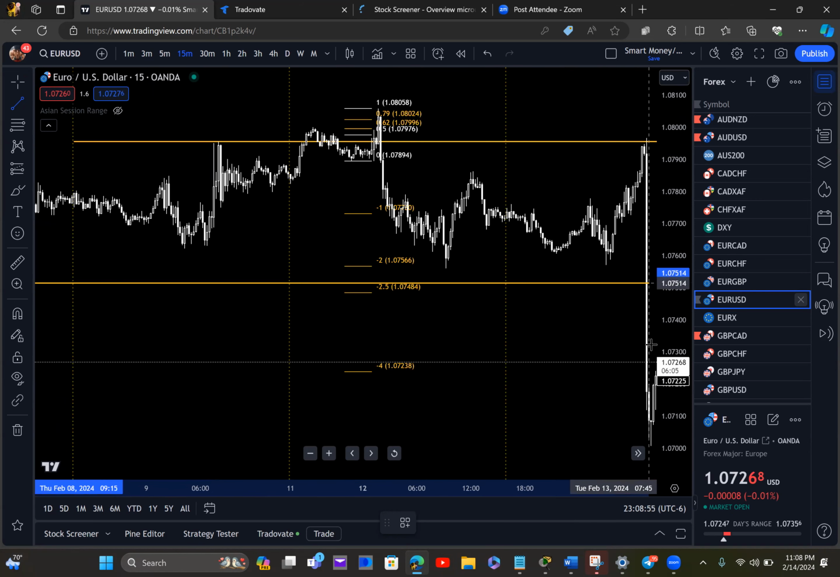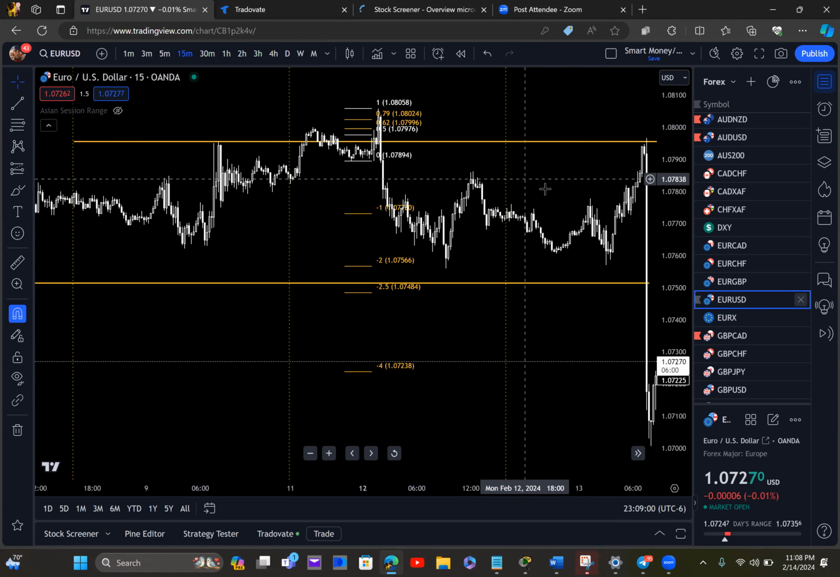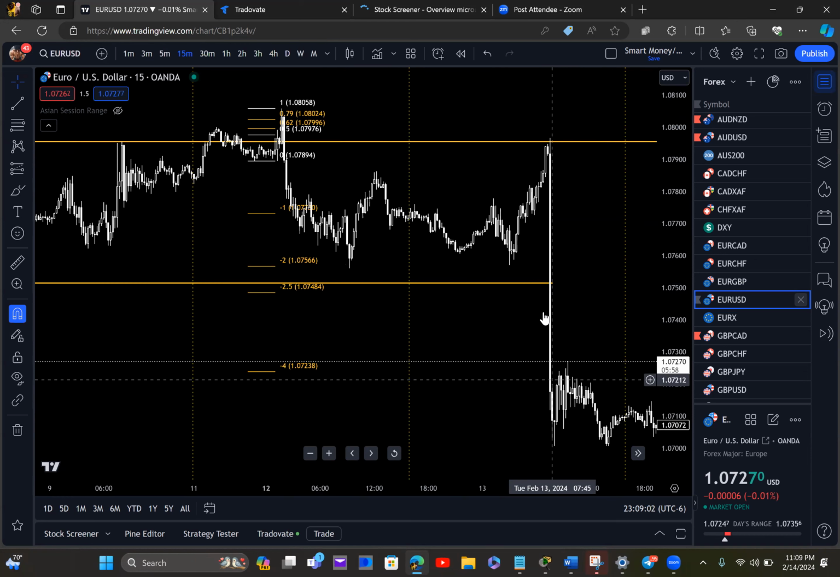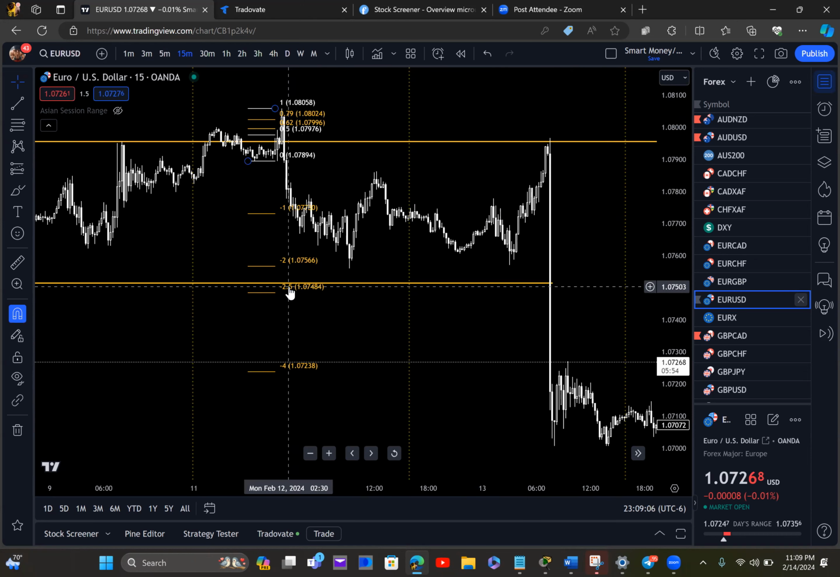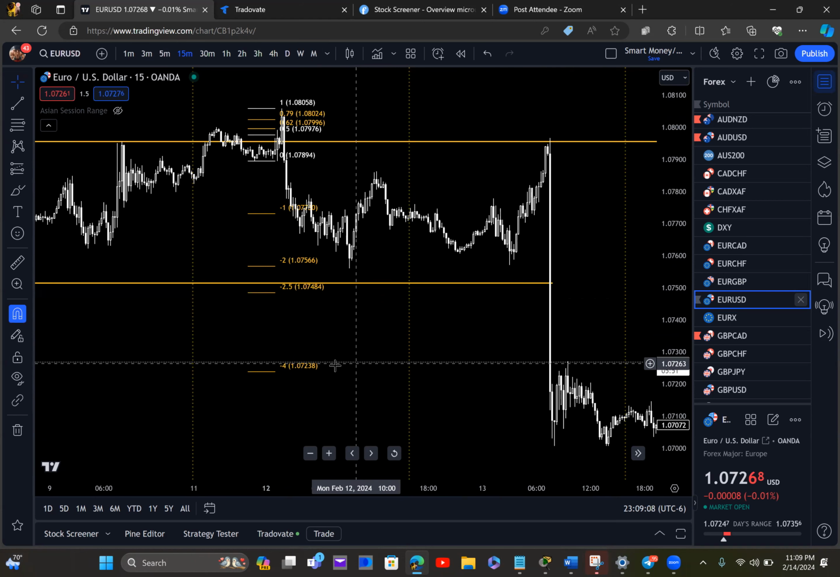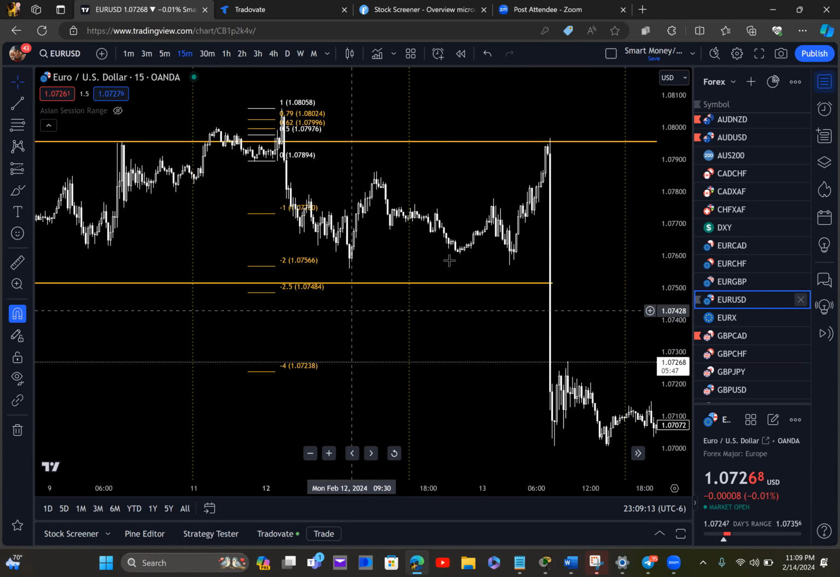Did it get hit? Yep. Boom, right there. See that? Right there. Boom. And it even went further. You could have targeted the -4. In between the -2 and the -2.5 is your first target. The -4 could be a second target. Normally, this is good enough.